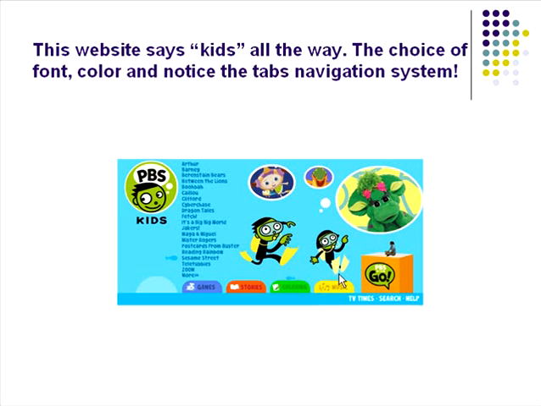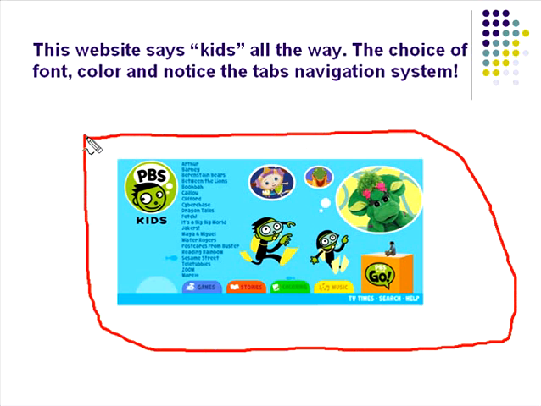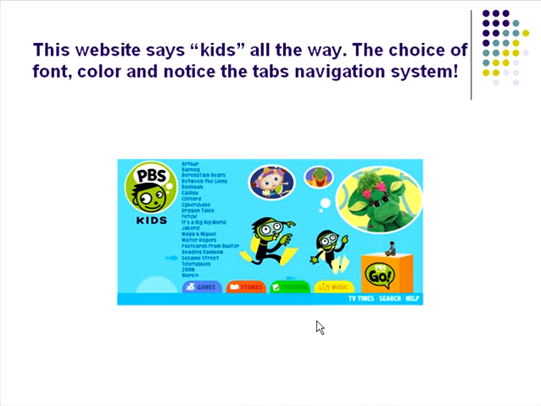And we can look at a few examples. This website says kids all the way. Notice the choice of font and the color, and notice the tab's navigation system, again, because it is so simple as well. And this happens to be the PBS kids website. So you come to this website and right away you know that it is a website for kids, just from the use of primary colors, just from the kind of font that is used. We have the tabs here, and everything is making it attractive and simple for kids to use.